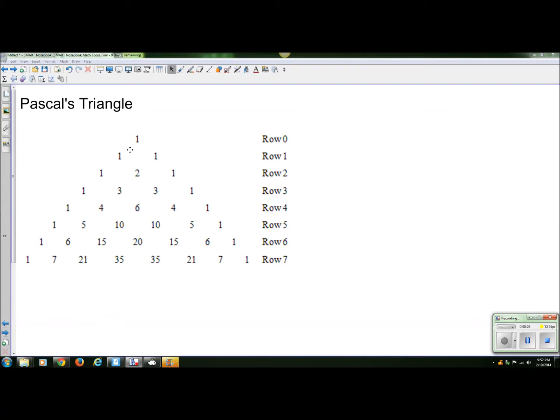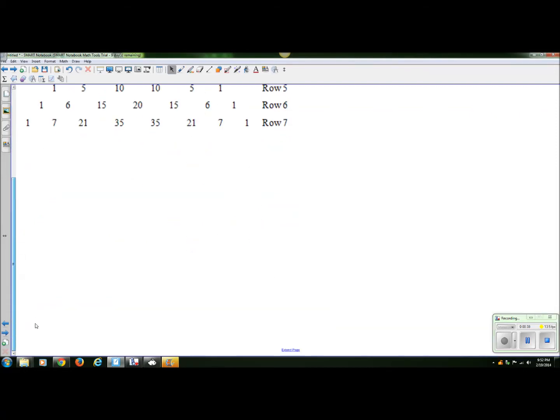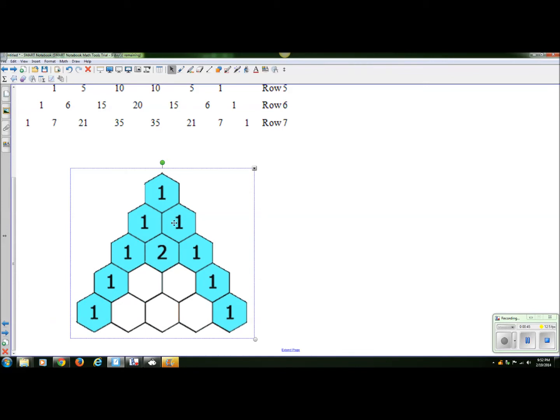Pascal's triangle is a triangle where each element is the sum of the elements immediately above it. And that actually doesn't make sense when I say it like that, but let me just show you what it looks like. Notice that each new element is being formed by summing the elements directly above it. Let's just view that again. So 1 plus 1 is 2, 1 plus 2 is 3, 2 plus 1 is 3, 3 plus 1 is 4, 3 plus 3 is 6, 3 plus 1 is 4, and so on.